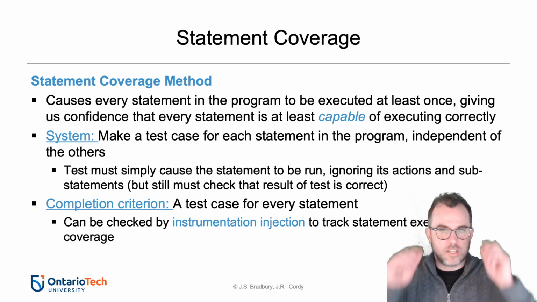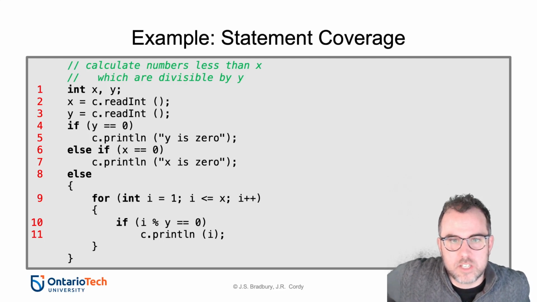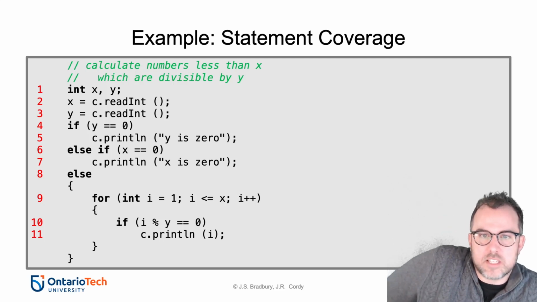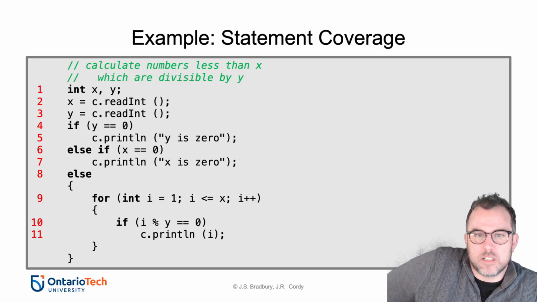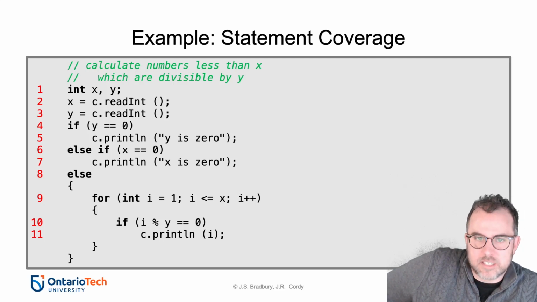So let's consider this code here. This is code that calculates numbers less than x which are divisible by y, which maybe sounds familiar if you were looking at the requirements that we talked about before. It reads in an x and a y. If y is 0, it prints out y is 0. If x is 0, it prints out x is 0. Otherwise, for i equals 1, i less than or equal to x, it checks if i mod y is 0, and it prints out i.